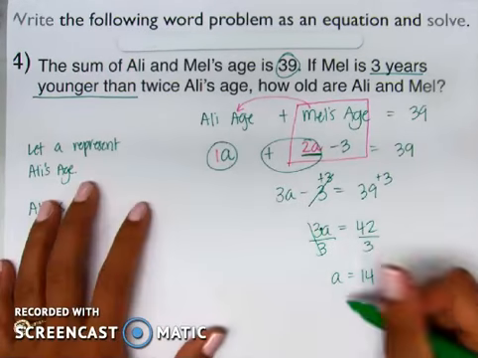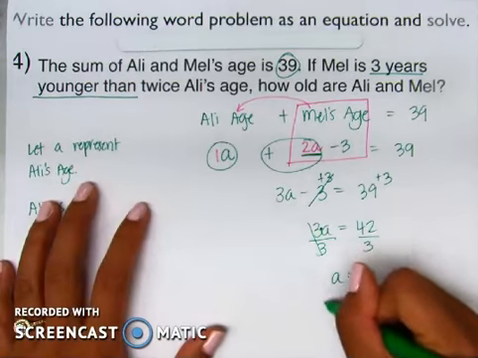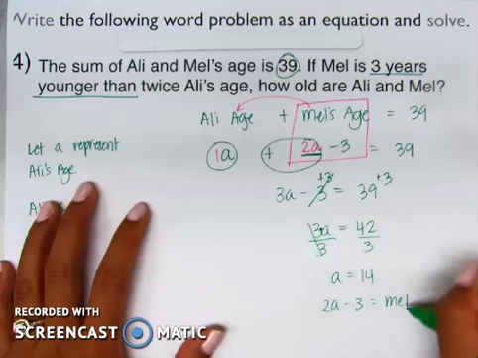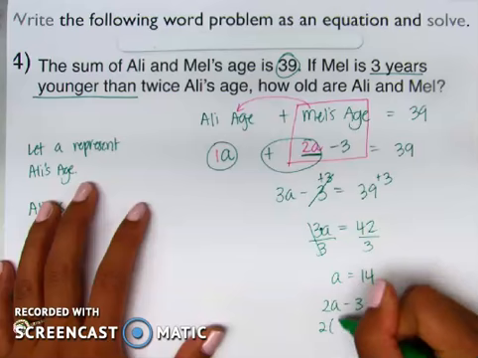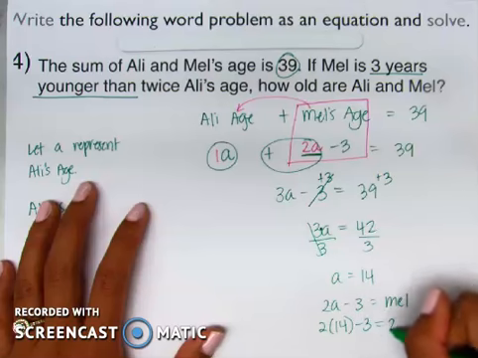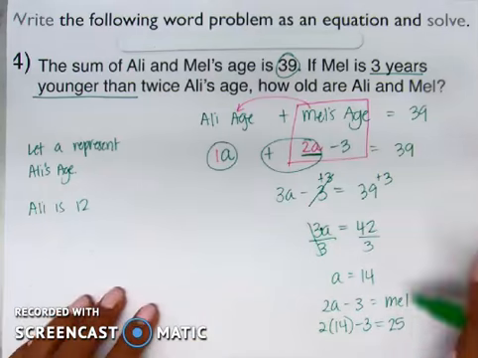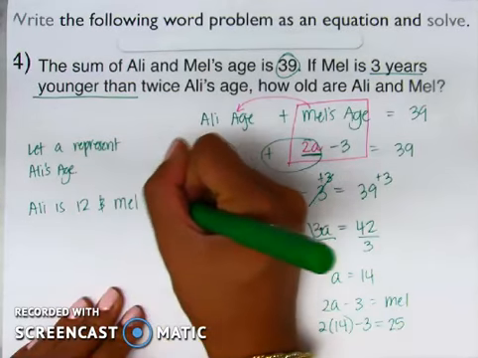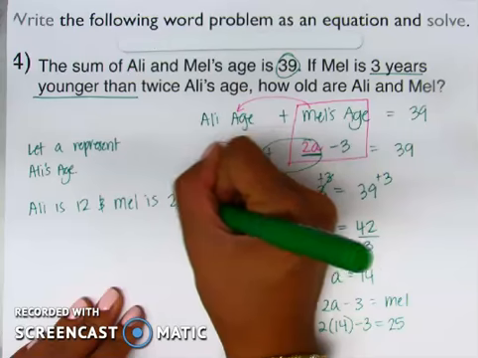So I'm going to go ahead and put 2A minus 3. That's going to be Mel's age. We're going to do 2 times A, which is 14. 2 times 14 is 28, but minus 3 is going to give me 25. So how old is Mel? He is 25. So Allie is 14 and Mel is 25.